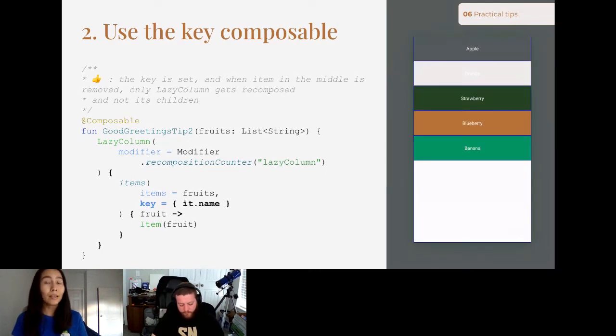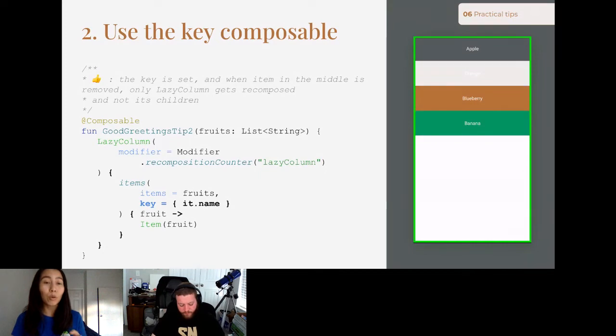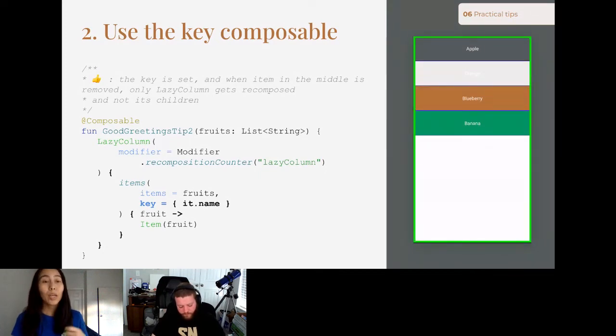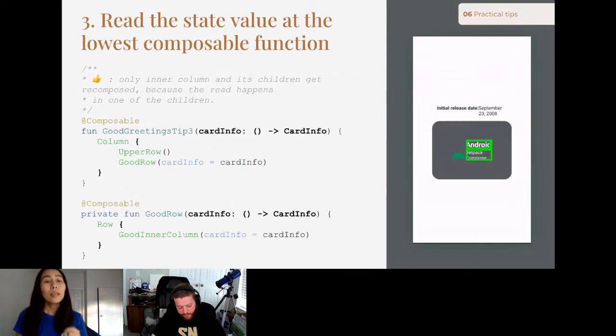Although the inner values, the inputs of blueberry and banana, have not changed. So whenever we set the key, as you see in this example with the highlighter, the blueberry and banana don't get recomposed even if the strawberry is removed. Number 3, reading the state value at the lowest composable function.